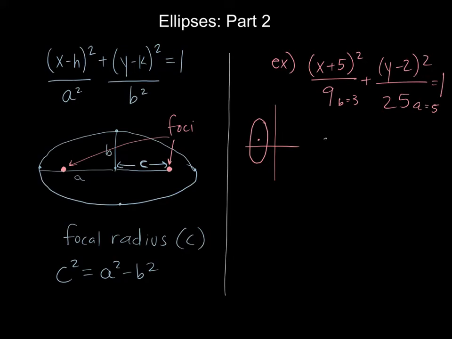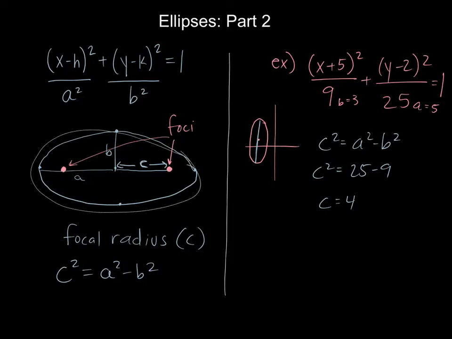C squared equals A squared minus B squared is my formula. C squared equals 25 minus 9. 25 minus 9 is 16, so C equals 4. Now, you have to remember to add and subtract from the center along the vertical axis in this case. The focal points lie on the major axis, the longer axis. So if it's a sideways ellipse like this, on the left, I'm going to go left and right of center. On this one, it's vertical, so I'm going to go up and down from center.